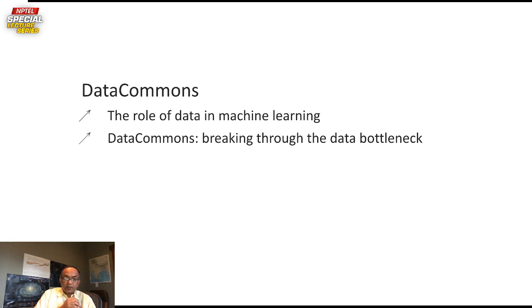So those are the four design principles. And the question, of course, that is asked is, okay, so what comes next? There are many things that are coming next. And for the next 10 minutes or so, I'm going to focus on a particular area that I'm personally working in. The name of the project is Data Commons. You can find it at datacommons.org. I set the context by talking about the role of data in machine learning and the different constraints that we face there, and how Data Commons is trying to break through this bottleneck.